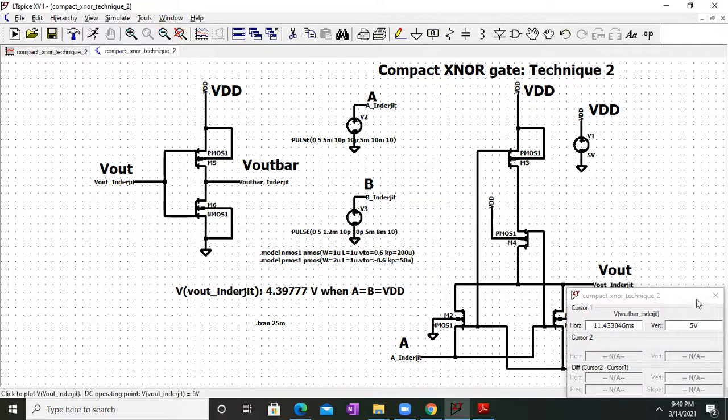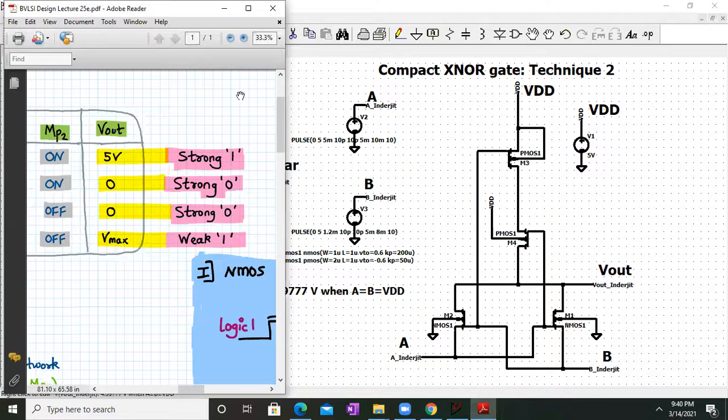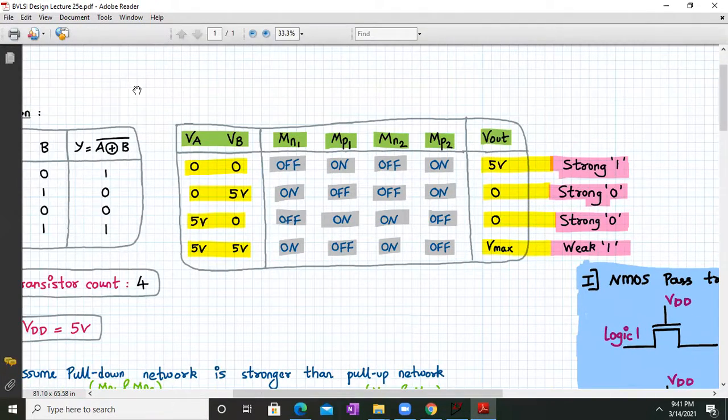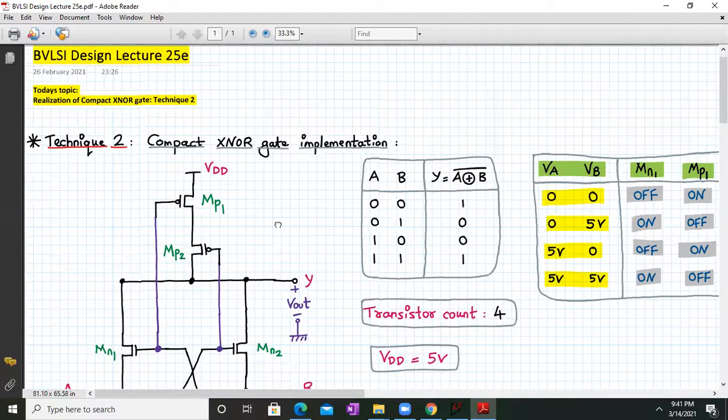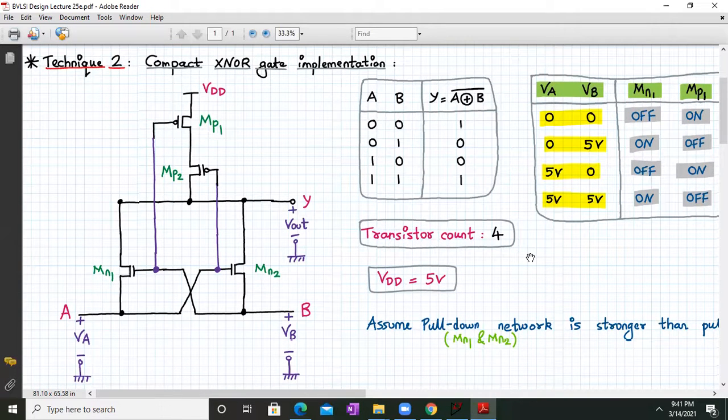Okay, I guess we have completed more or less everything with respect to LTspice as well as the PDF. Let me check. Yes, all the cases are verified conceptually and they are also verified in LTspice. So that's it for this session.